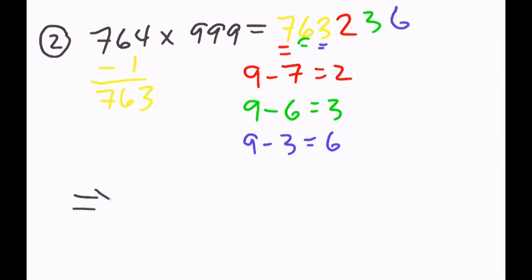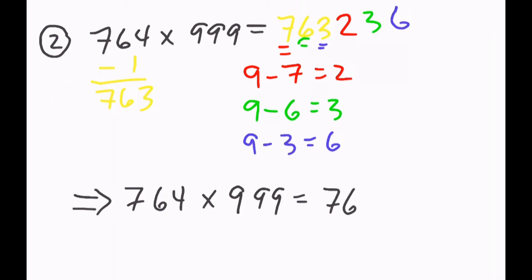So therefore, we've got 764 times 999 is equal to 763,236. Super simple. All you have to do is subtract. Okay. Let's look at another 3-digit example. Okay, our third example, another 3-digit by 3-digit. Let's try 205 times 999.